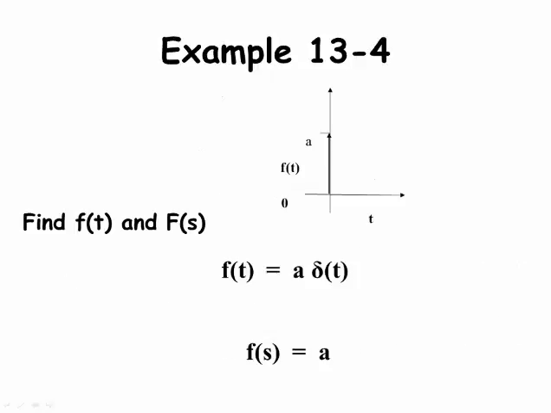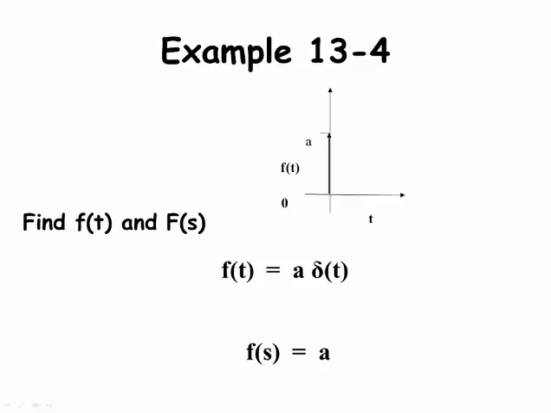Here is example 13-4. This is the figure and equation for an impulse of magnitude a at time t equals 0. Using the terminology that we introduced in this section, for the input function we write f of t equals a times delta of t. The Laplace transformation, using equation 4 of the Laplace transformation table, is F of s equals a.